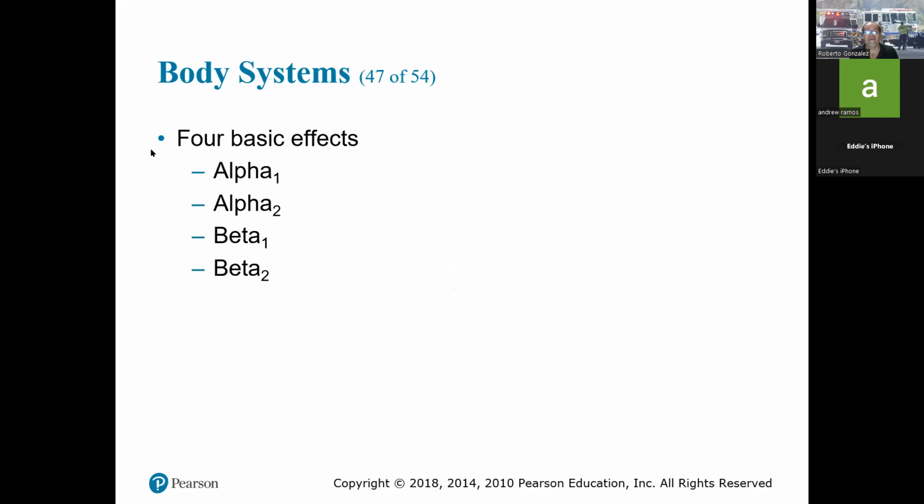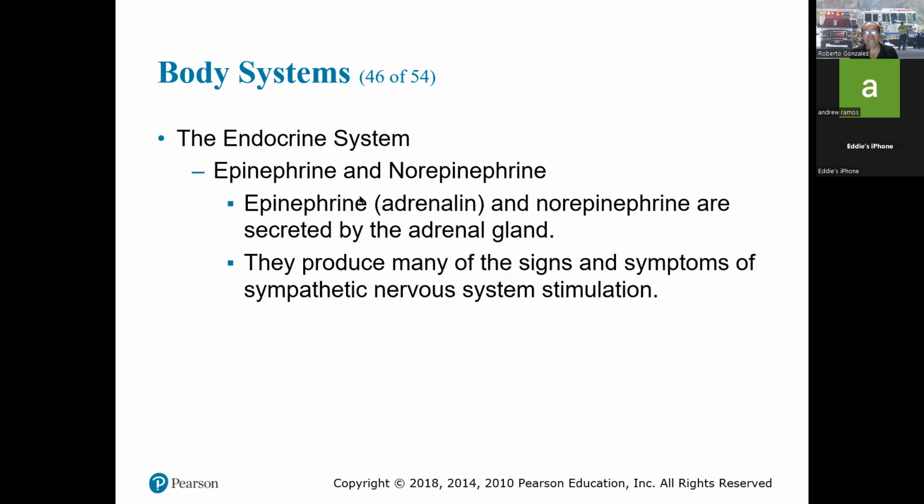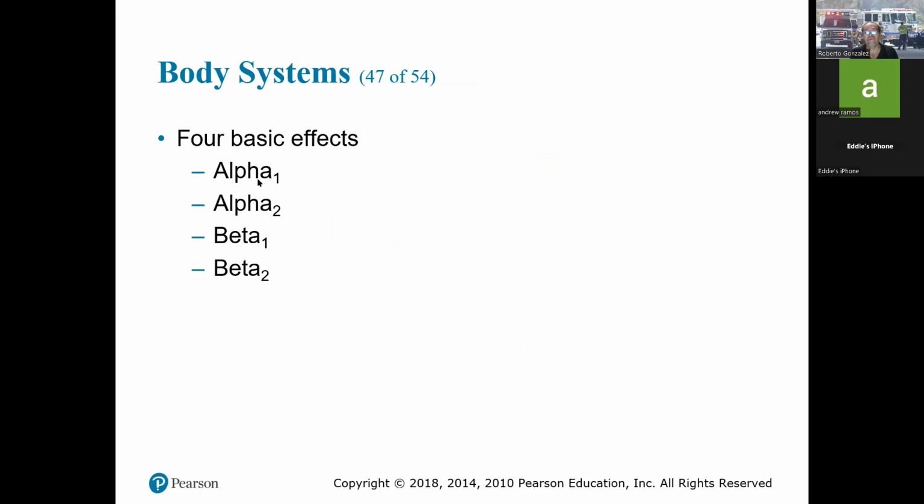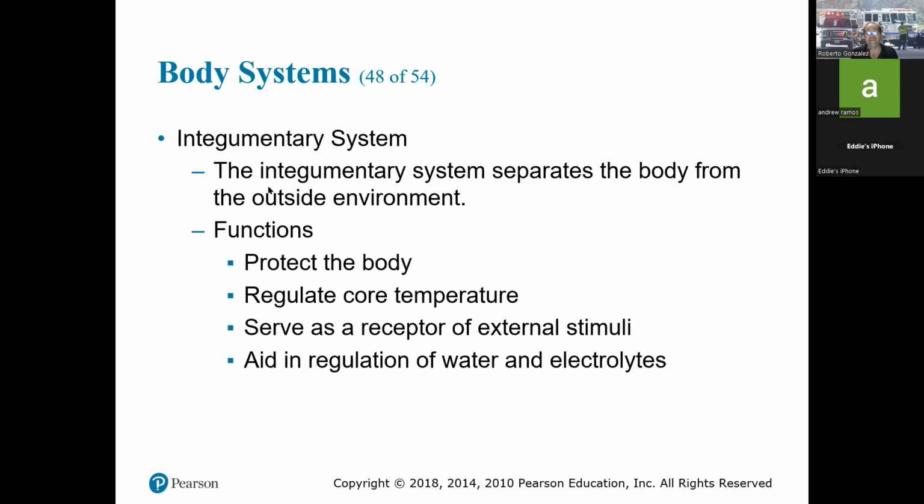Okay, and then of course this type of system will release hormones, and these hormones are going to be acting on alpha 1 receptors, alpha 2 receptors, beta 1 receptors, and beta 3 receptors. And these actually have different functions. I don't remember if we go over them, but actually we don't.